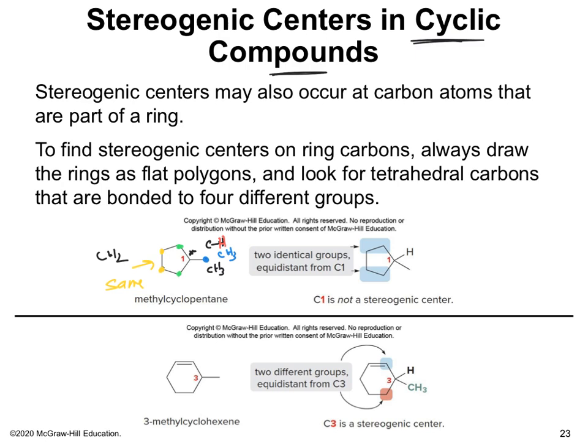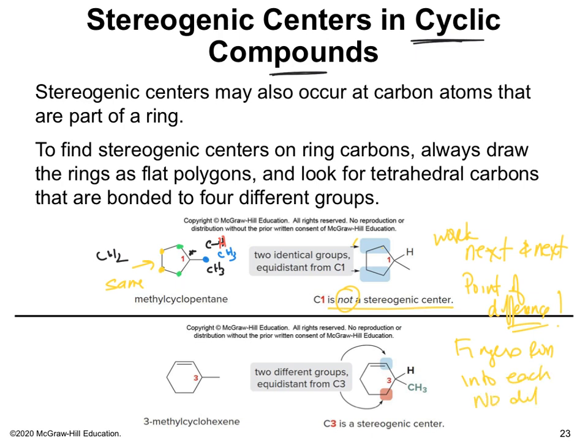This is not a stereocenter, see? Because you can go out with your index finger, and I do one on each. You have to work out, you go to the next carbon and the next and the next until you find a point of difference when you're doing a ring, okay? And if your fingers run into each other, that means there's no point of difference, no difference.